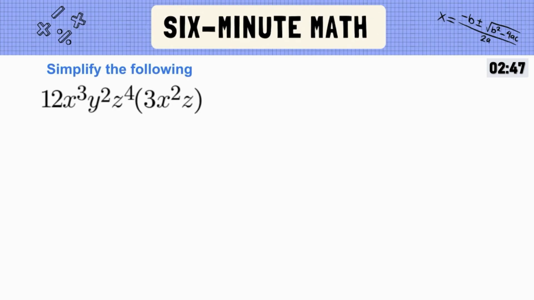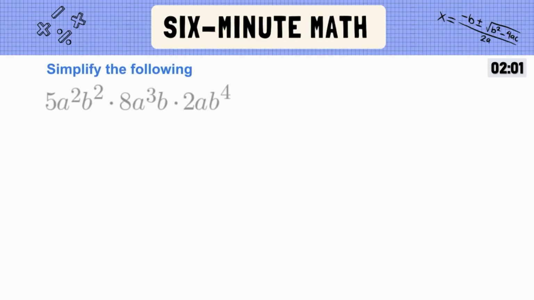Let's check out 12x cubed y squared z to the 4 multiplied by 3x squared z. 12 times 3 is 36. I have 3 x's in the first monomial, 2 x's in the second, so that's going to be x to the power of 5. I only have a y squared, as there are no y's in the second term. And then I have 4 z's plus that last z, so z to the 5. 36 x to the 5, y squared, z to the 5.